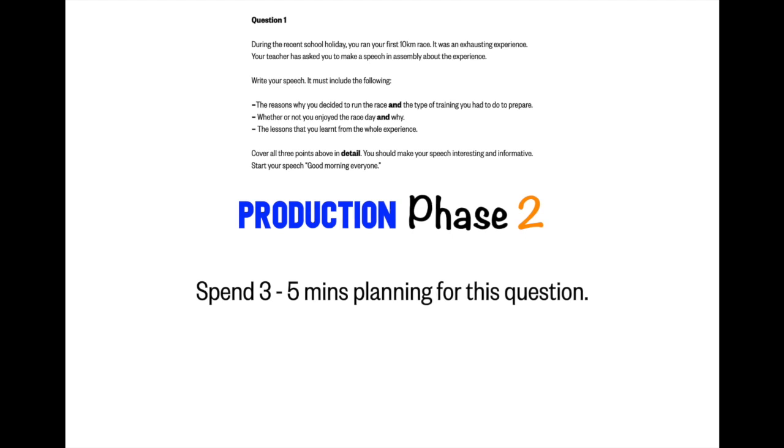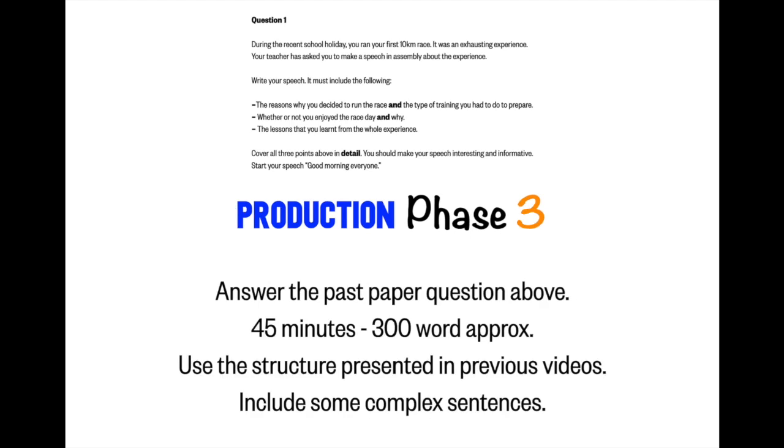In 3, 2, 1. Once you've planned it, then it'll be no surprise to see that we're going to move on to production phase number 3, which is I want you to answer the past paper question above. Now you have 45 minutes in total, but if you want to keep this exam-like, then you've already used 5 minutes for your planning, right? So therefore you would only have approximately 40 minutes or so to do the writing. And I would suggest that at the end of your writing period, you give yourself some time to edit, to look over the writing that you've done and try to correct some of the errors, some of the language mistakes, because remember, there is a grade for the accuracy of your language.